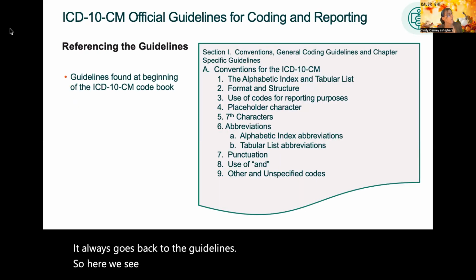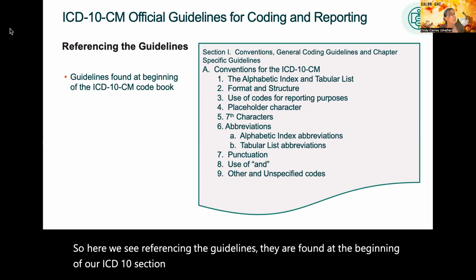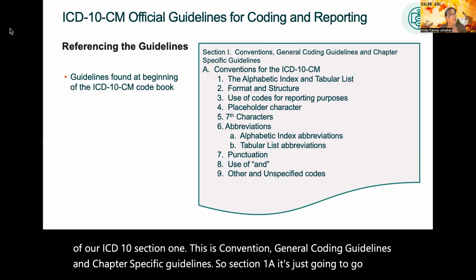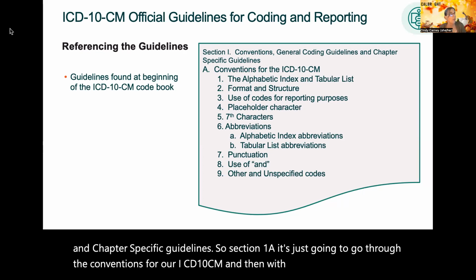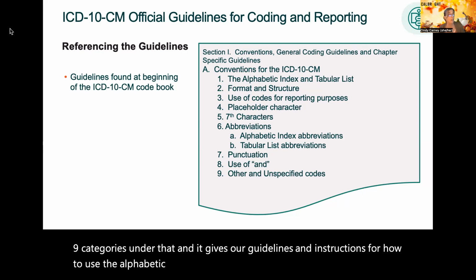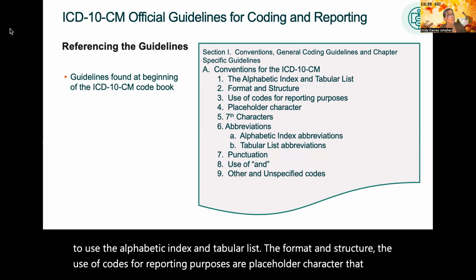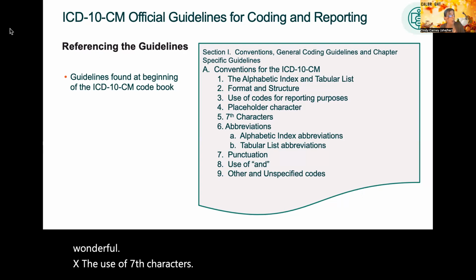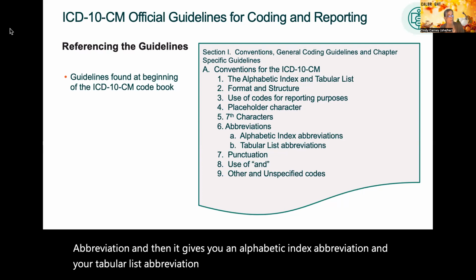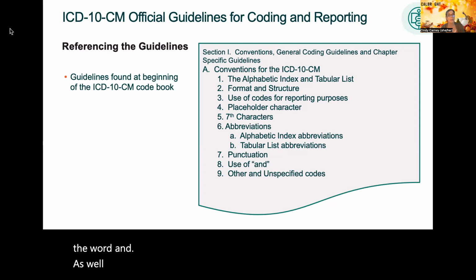So here we see referencing the guidelines. They are found at the beginning of our ICD-10. Section 1 is the conventions, general coding guidelines, and chapter-specific guidelines. So section 1A is just going to go through the conventions for our ICD-10 CM. Underneath that, we then see 9 categories, and it gives our guidelines and instructions for how to use the alphabetic index and tabular list, the format and structure, the use of codes for reporting purposes, our placeholder character, that wonderful X, the use of 7th characters, abbreviations, and then it gives you an alphabetic index abbreviation and your tabular list abbreviation. Very handy, very handy. Punctuation, use of the word and, as well as other, and those wonderful unspecified codes that we do not want to use unless we absolutely have to.